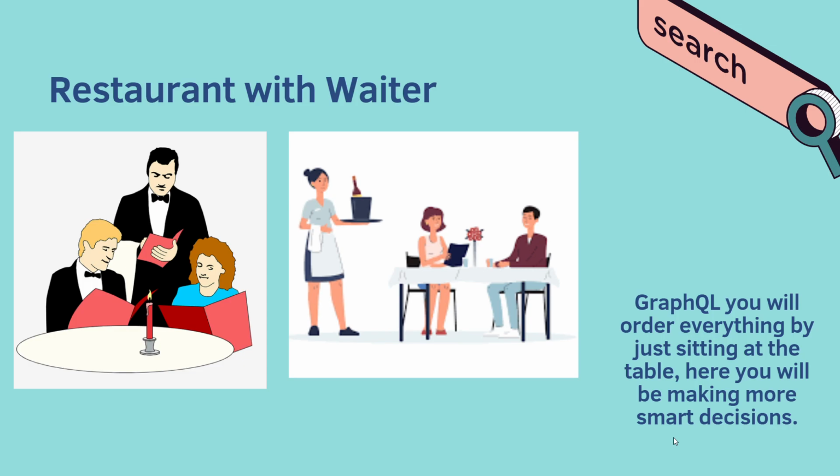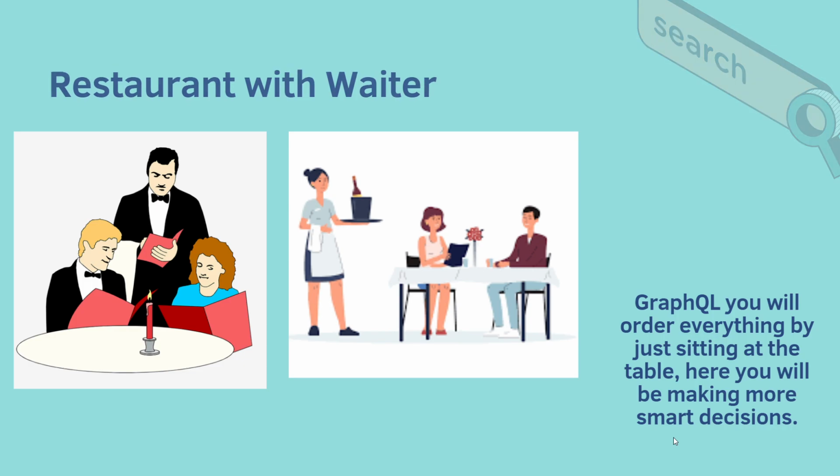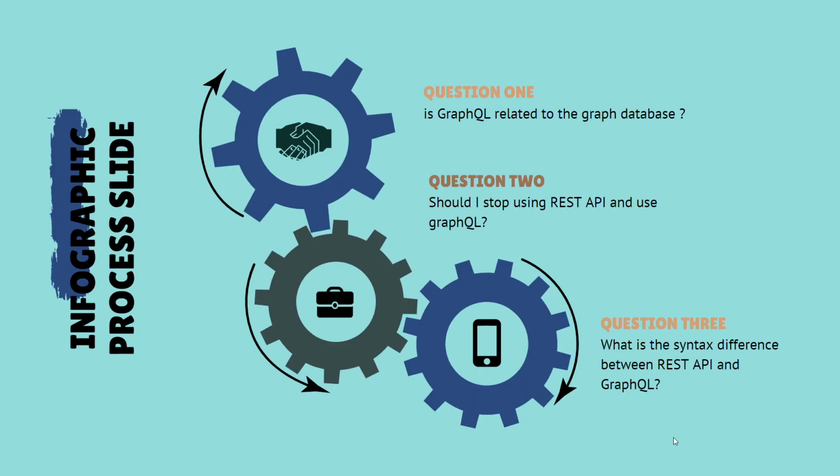Okay, here the same concept is applied in GraphQL. You will make your query smart enough that in one query itself you will write all your conditions, all your parameters, and that query will fetch you all the required information in one go. You don't need multiple iterations to get the desired result.